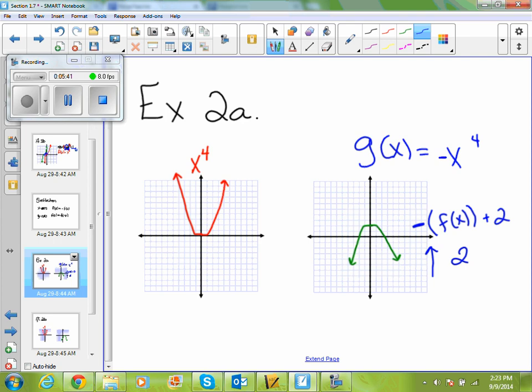Very good, negative x to the fourth plus 2, because my f of x was just x to the fourth. That was my parent function. So if I just change that to x to the fourth, and then distribute that negative, I get negative x to the fourth plus 2.